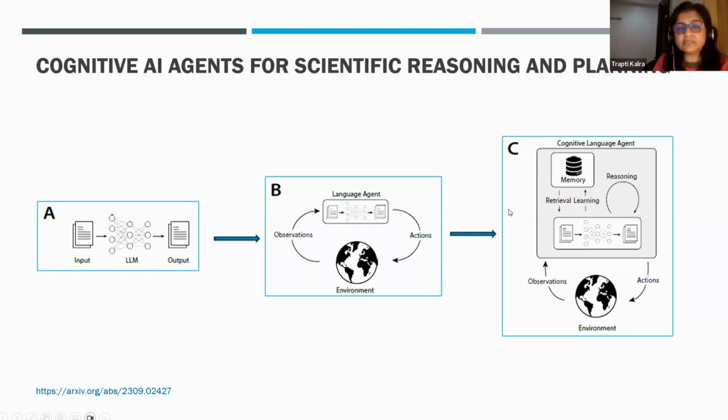The third stage is where we really start talking about cognitive agents, which is inspired by the cognitive science methodologies. So here, the cognitive language agent is an LLM which has a memory of its own, which means it can maintain some state of what has happened in the past, what was the action, what was the outcome. And there is a capability to use that to reason before giving out a response.